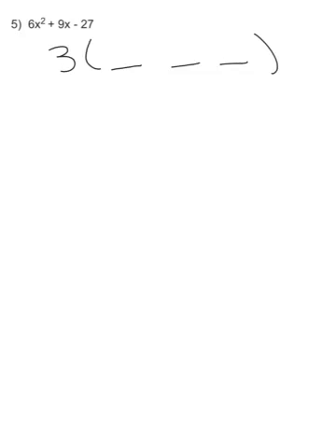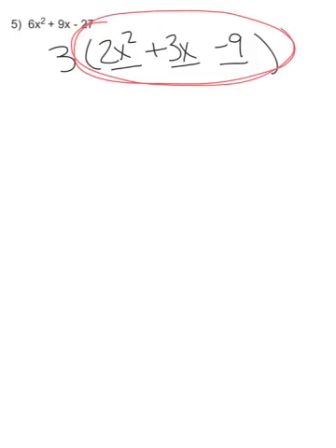So 6 divided by 3 will give us a 2x squared. 9 divided by 3 will give us a positive 3x. And a negative 27 divided by 3 will give us a negative 9. So we're going to ignore that 3 for a second, and we're just going to look at this part inside the parentheses. And we're going to see if we can do brute force to this part.